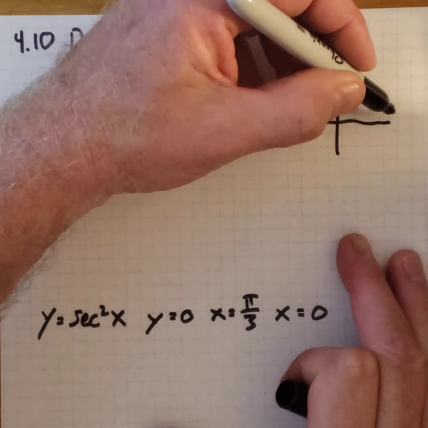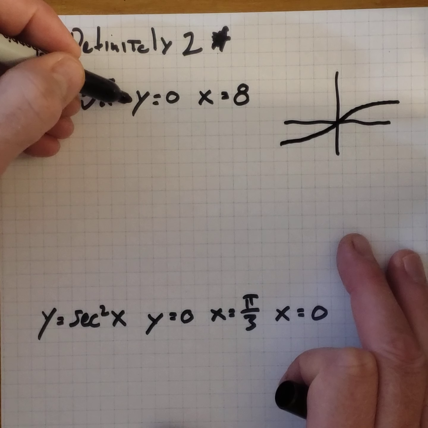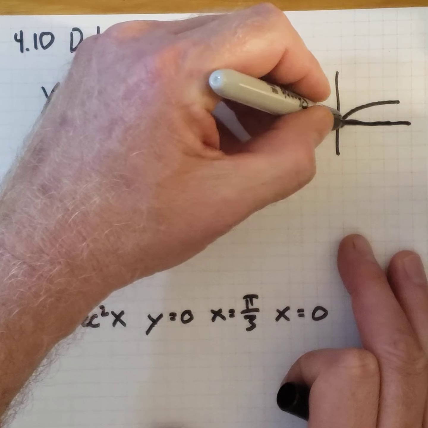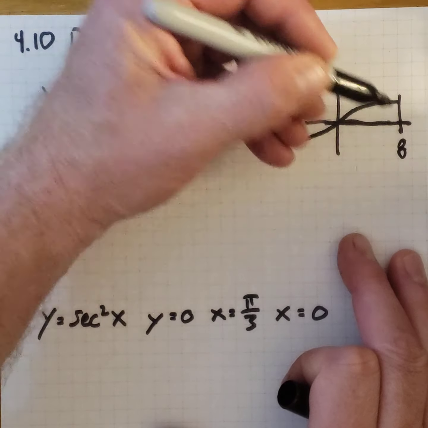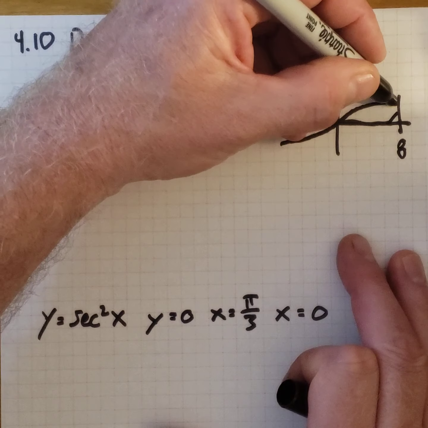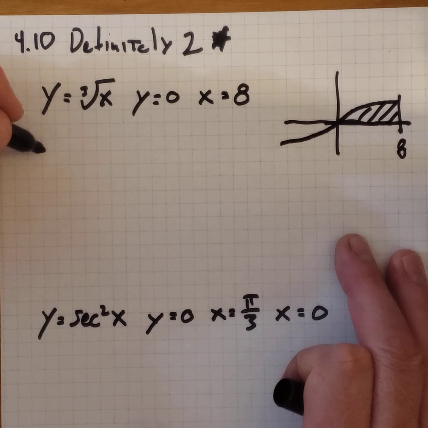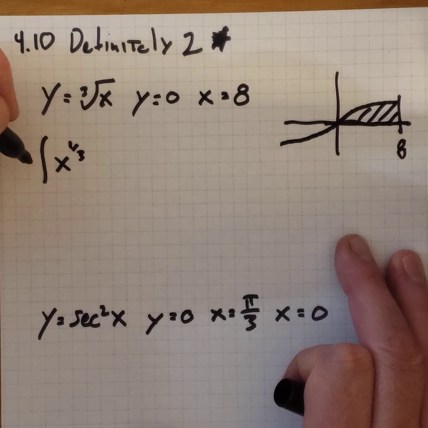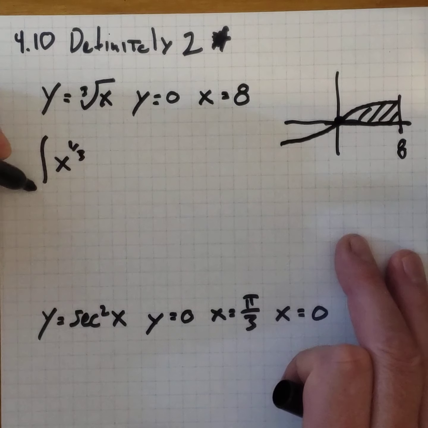With practice, you should start to think of some of them. The cube root of x looks roughly like that. Y equals 0 is a horizontal line at 0, which is the x-axis, and x equals 8 is the vertical line at 8. So these three curves together contain this area, which we know is the area under the curve, cube root of x, which I'm going to rewrite as x to the 1/3 power, from where this region starts at 0 to where it ends at 8.